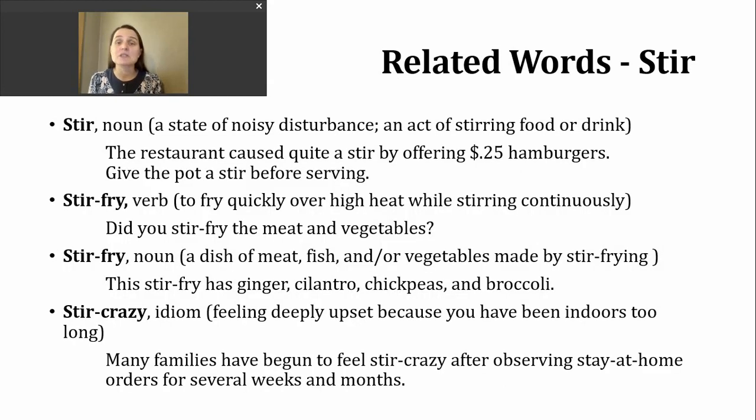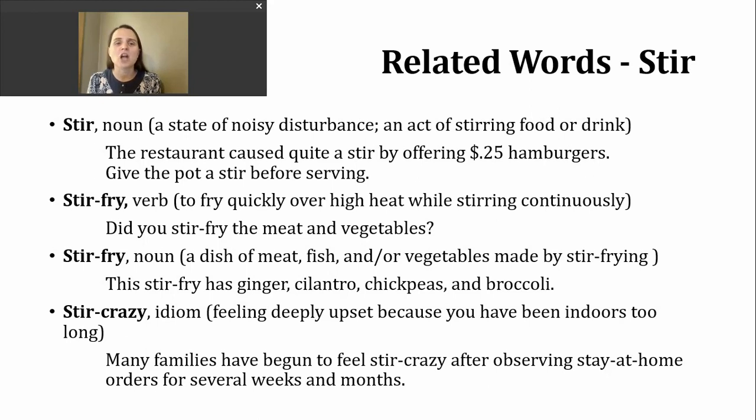Let's talk about some words that are related to our verb stir. And the first word is the noun form of this word. So exact same spelling, exact same pronunciation, and like the verb form, it can also have a couple different meanings. One meaning for the noun is a state of noisy disturbance. So here's an example of that.